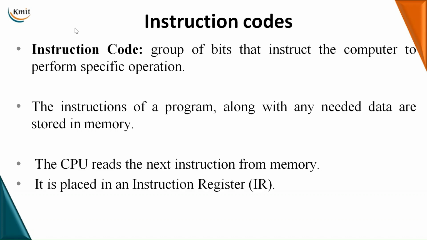Apart from the opcode, the instruction code is a group of bits that instructs the computer to perform a specific operation. The instructions of a program along with the data are stored in the memory, and the CPU reads the next instruction from the memory and places it in the instruction register.